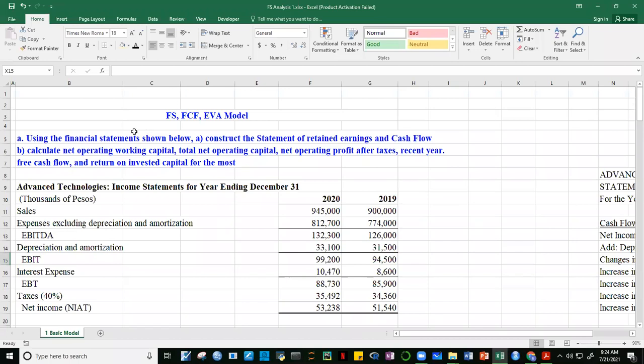So we're going to use this morning this Excel worksheet, and we're going to do some basic financial ratio analysis using the financial statements of Advanced Technologies. These are income statements for the year ending December 31, 2020 and 2019.